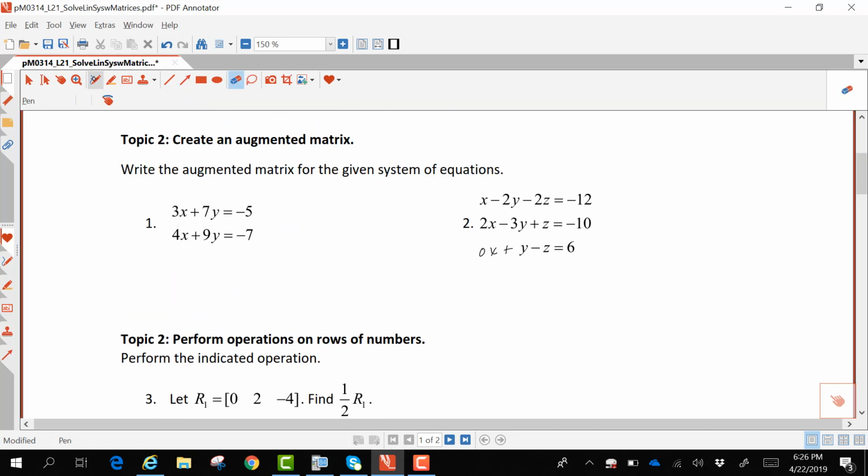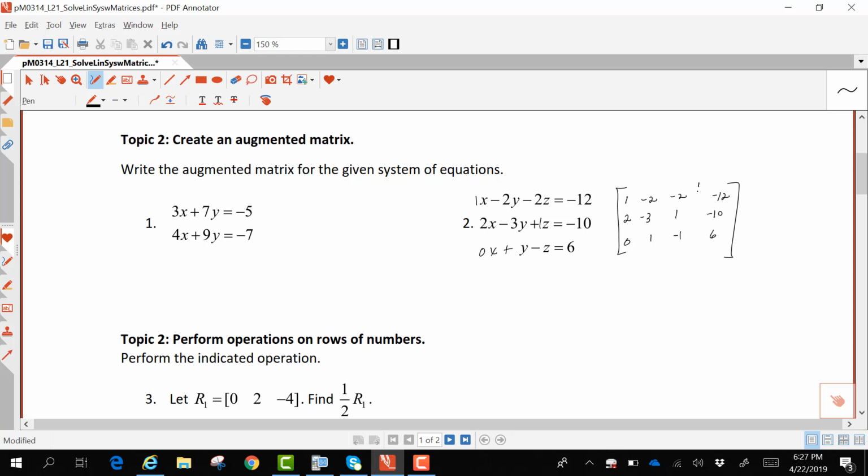So to make a matrix out of this, you will draw a couple of large square brackets. In the top row, you would list your coefficients, which are 1, -2, and -2, and then on the end would be your constant. The second row would be 2, -3, 1, where 1 is the coefficient of z, and then your constant, which is -10. The third row would be 0, 1, -1, and the constant is 6. This is referred to as your augmented matrix for that large system of equations with 3 variables and 3 equations.